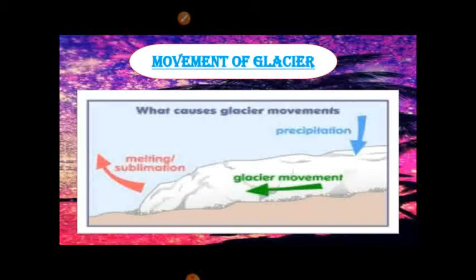The height above which there is a permanent snow cover in the higher altitude or latitude is called snow line. Higher the latitude, lower the snow line from sea level.